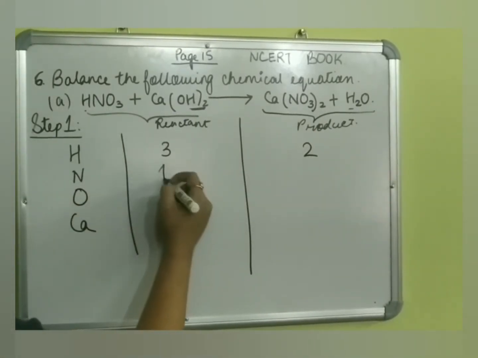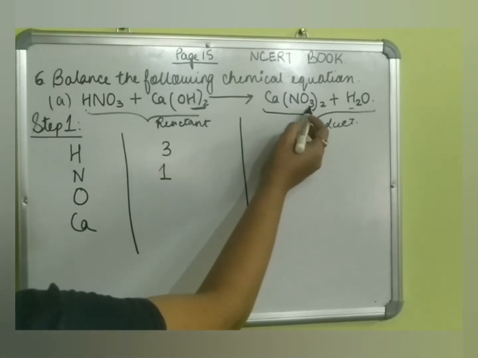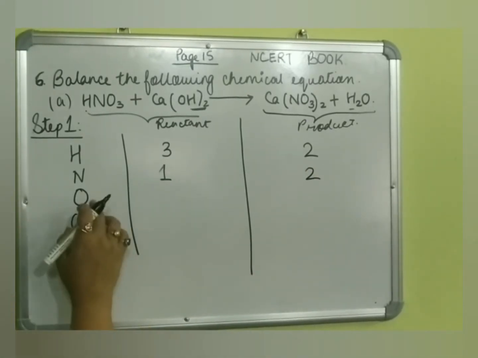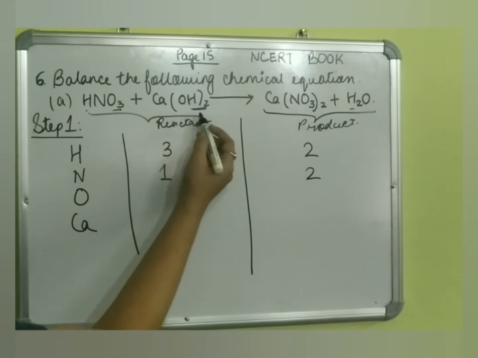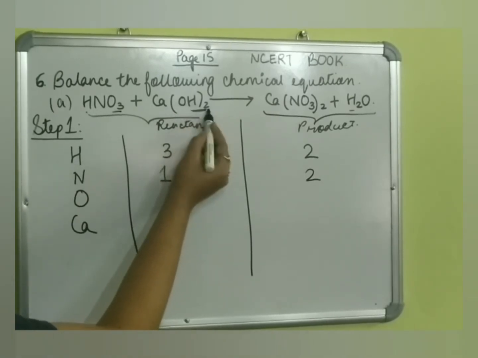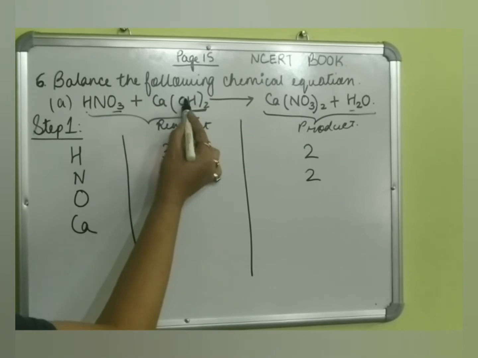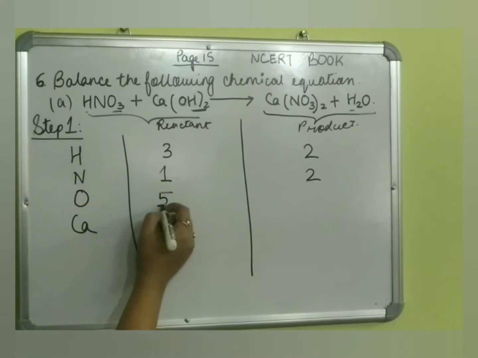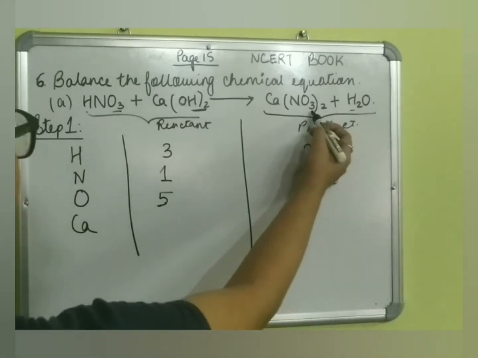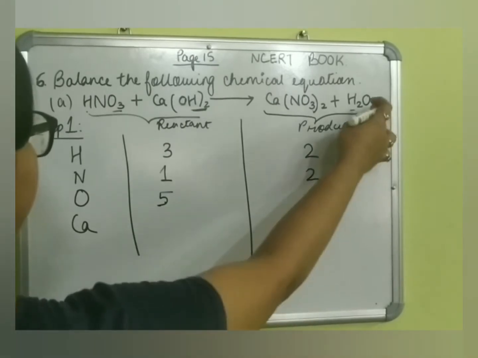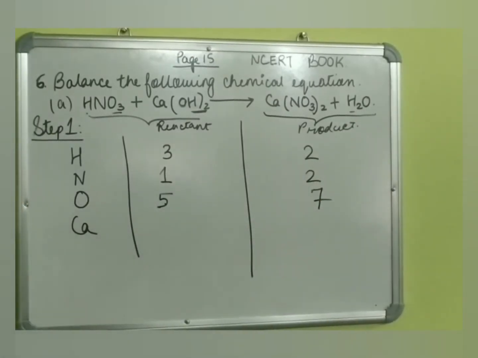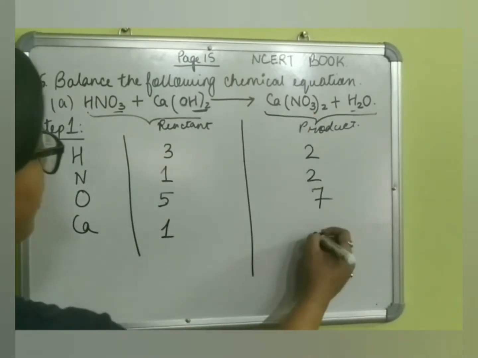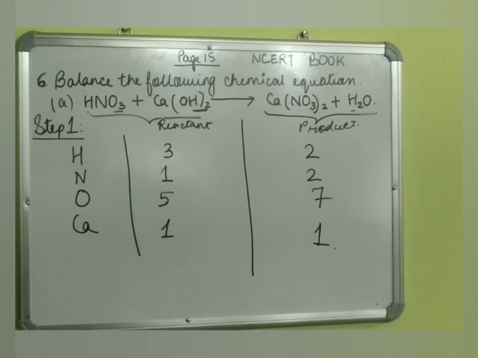Here I have one nitrogen, so I'm writing 1, and this side I have NO3 whole 2, which means 2 nitrogen. For oxygen, let's see, 3 plus O2, so it will be 3 plus 2, it will be 5, so I write 5 here. And in the product side I have 3 times 2, 6 oxygen atoms, plus 1, it will be 7. Next for calcium, I have one calcium atom in the reactant side and one in the product side, so I'm writing 1, 1.